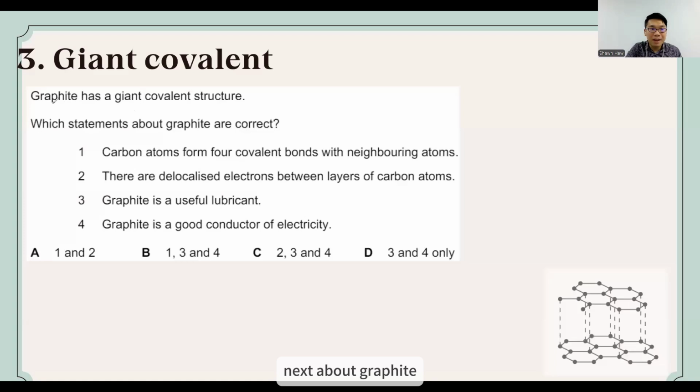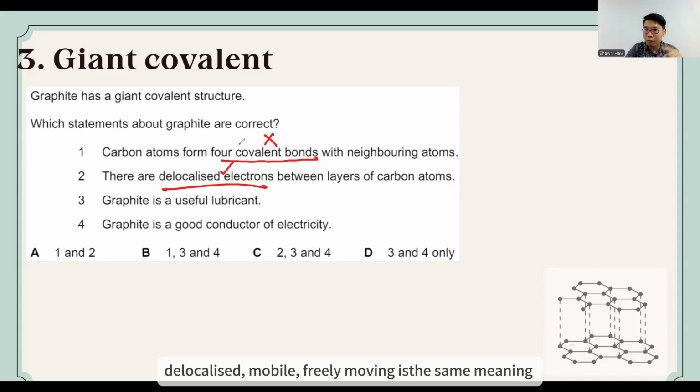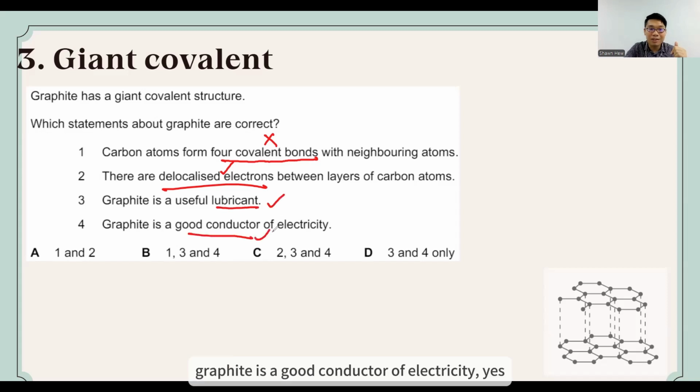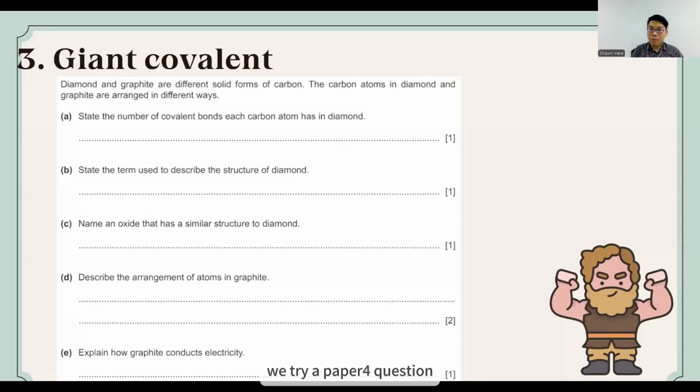Next, about graphite. Graphite has a giant covalent structure. Which statements about graphite are correct? Carbon atom forms 4 covalent bonds. No. If 4 covalent bonds, then it will form diamond. It's only 3 covalent bonds. There are delocalized electrons. Yes, delocalized, mobile, free moving is the same meaning. So graphite is a useful lubricant. Yes. Graphite is a good conductor of electricity. Yes. So it's 2, 3, 4.